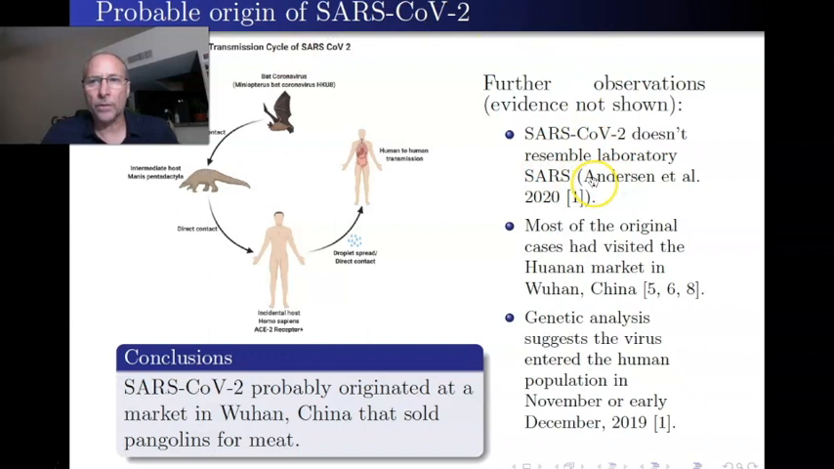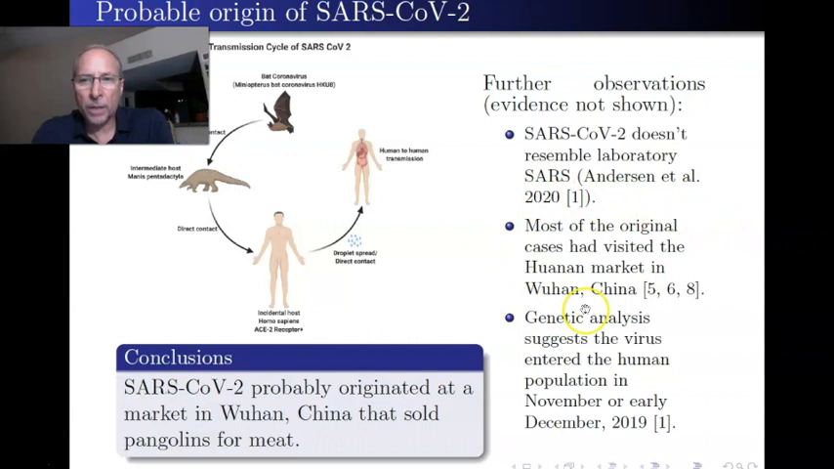First of all, a group that was led by Anderson studied the details of the DNA sequence of the SARS-CoV-2 and compared it to lab strains of coronaviruses and came to the conclusion that the current strain of SARS-CoV-2 that's infecting human beings is almost certainly not from a lab. So there's no evidence that it's an intentionally released virus, and there's no evidence that it was a mistake that somebody in the lab left open and let it out. So there's good evidence that it's not a human-caused virus.